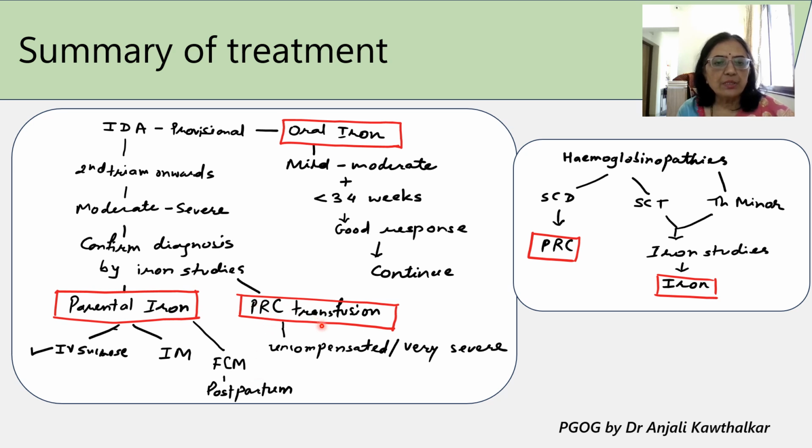Packed cell transfusion, or blood transfusion, is indicated in uncompensated severe anemia and in very severe anemia, especially hemoglobin less than 4 or 5 gram percent. With hemoglobinopathies, if it is sickle cell disease, blood transfusion is the main modality of treatment. For sickle cell trait and thalassemia minor, we should remember to do iron studies, and if it shows iron deficiency, we need to give iron supplementation.